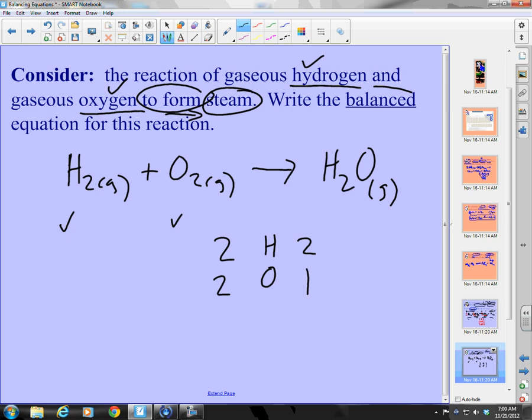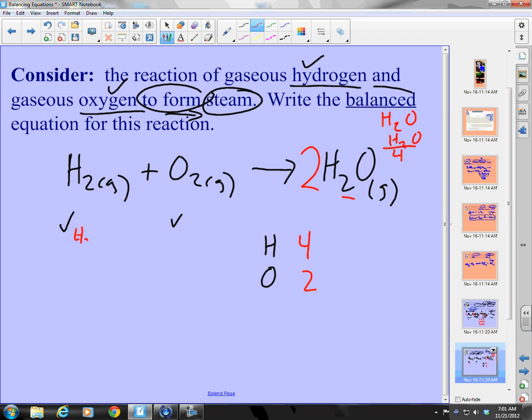So what can I do? Can I change this coefficient? Can I change this subscript? No, I have to change the coefficient. Put a 2 there. All right, now what happens? Well, once I put a 2 there, 2 times 2, so how many atoms of hydrogen do I have? Well, I have 2 H2Os, which means I really have this, right? 2 H2Os. So how many total hydrogens do I have there? I have 4 total hydrogens, and I would have 2 total oxygens, right? Good. All right, hydrogens.